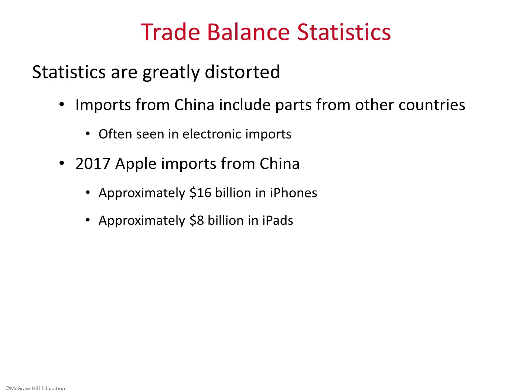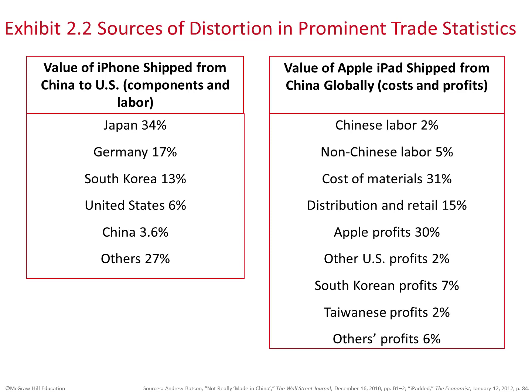However, we should not look at this number just for its face value, as most electronics imports from China include parts made in other countries. For example, let's look at the 2017 Apple imports from China, with approximately $16 billion in iPhones. Here in Exhibit 2.2, we can see that only 3.6% of the components and labor that go into an iPhone come from China, and the rest come from other countries, including 6%.